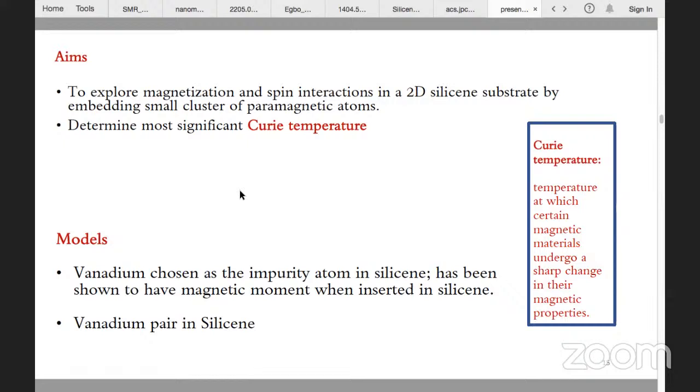So our model system is just vanadium. It's a paramagnetic vanadium metal atom, which we want to use to study magnetization and spin interaction in silicene. We know from previous study that vanadium has a magnetic moment in silicene. And we want to study just a small cluster of this metal in silicene. We want to start small, so we have chosen just a vanadium pair, put that in silicene, and study the induced magnetization and interaction between the spin centers introduced by the vanadium atoms.